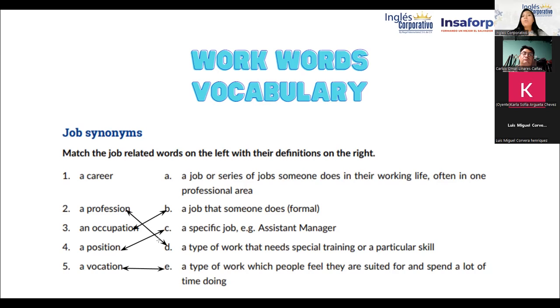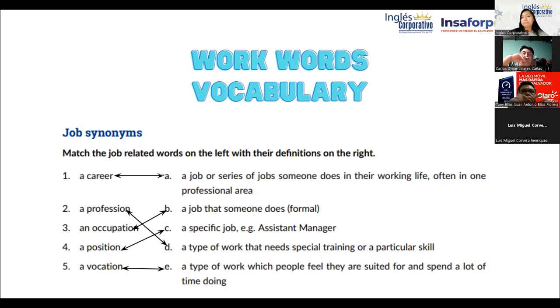Now, what is a career? A career means trayectoria. So that's why sometimes when someone asks you, hey, tell me about your professional career, it's like telling you que le cuente acerca de su trayectoria profesional. When you talk about career, you talk about your resume. Your career, right? No es la carrera universitaria. No. Es la carrera profesional.